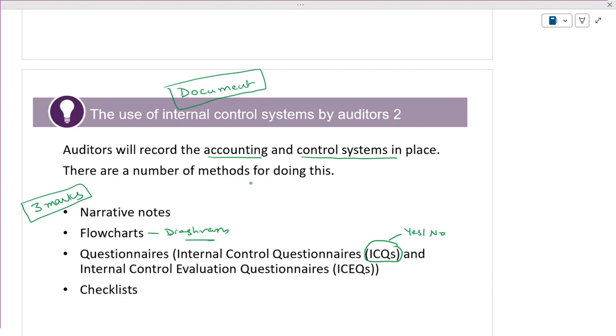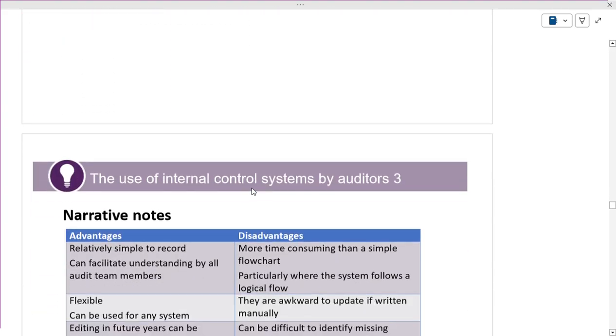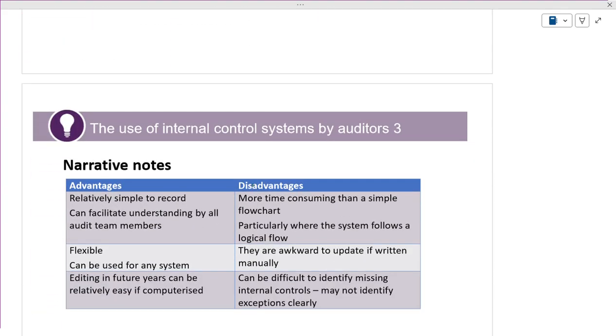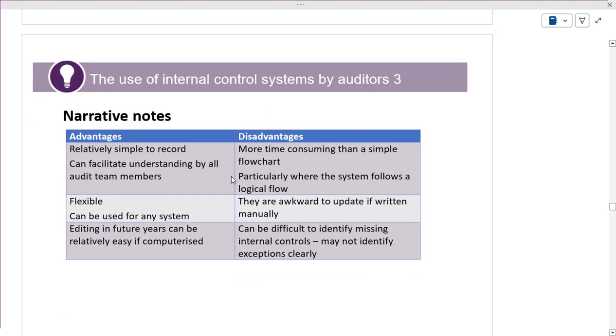Here we have simple ones. All are simple; there's nothing difficult. What are narrative notes? You are writing notes as per your own understanding, as simple as attending a meeting. People will write the notes in that recording book. You will understand better than others. It is relatively simple to record and can facilitate understanding by all team members.